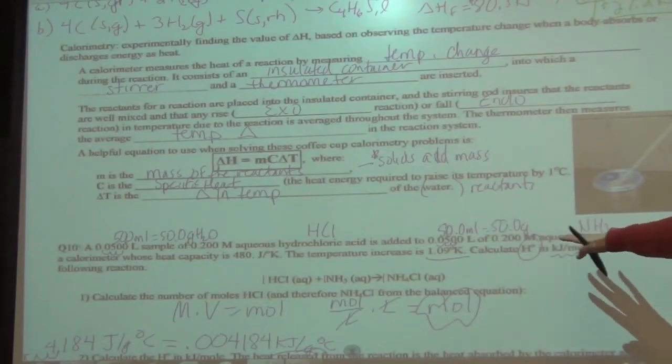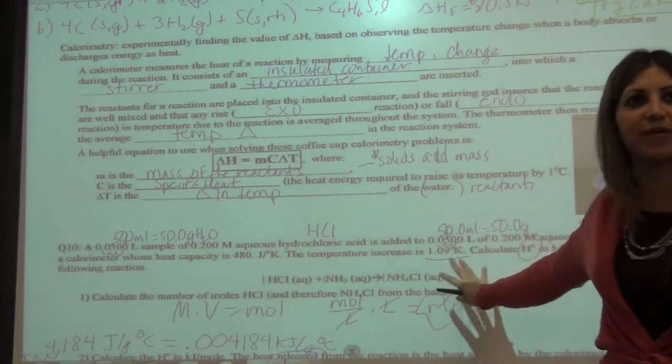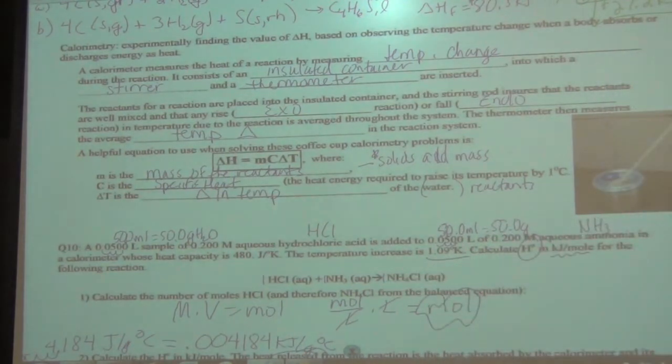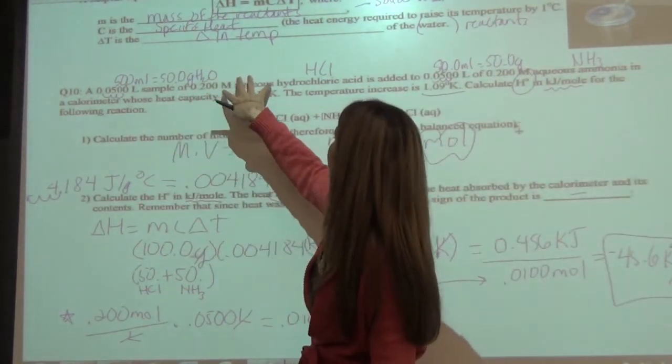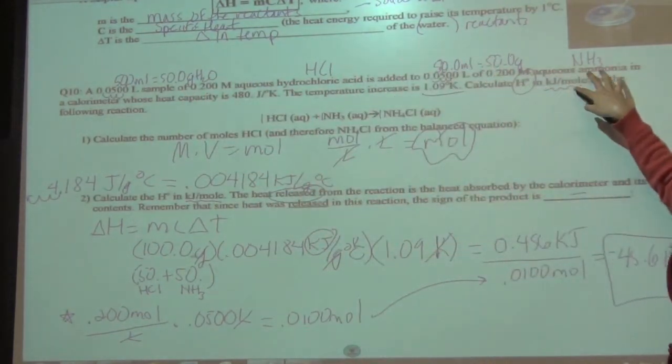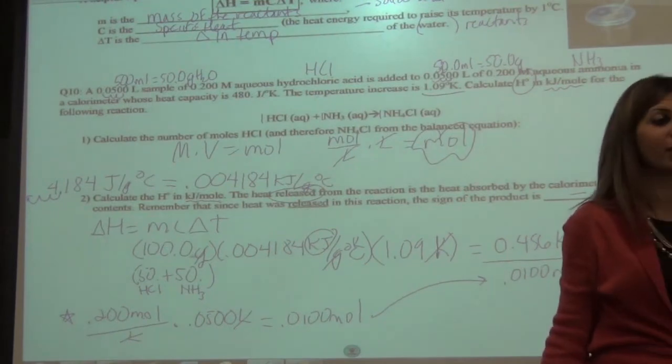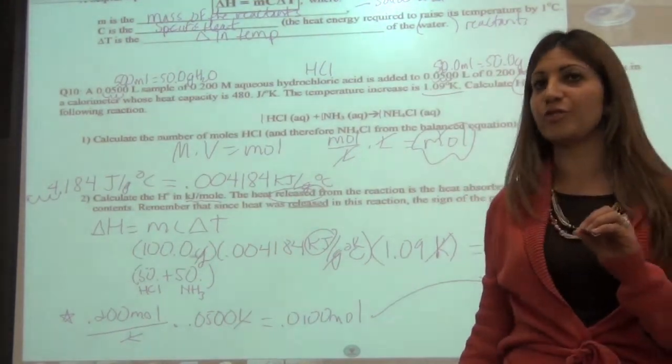Okay. So now we're going to take a look at some of the problems to make sure that we have this down. All right. So in this problem here, we had hydrochloric acid, aqueous, being added to ammonia, which is actually what we're going to be doing in lab. That's one of the ones that we'll do in lab.